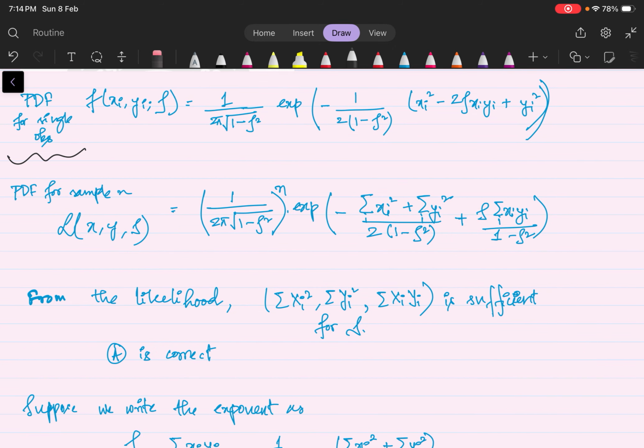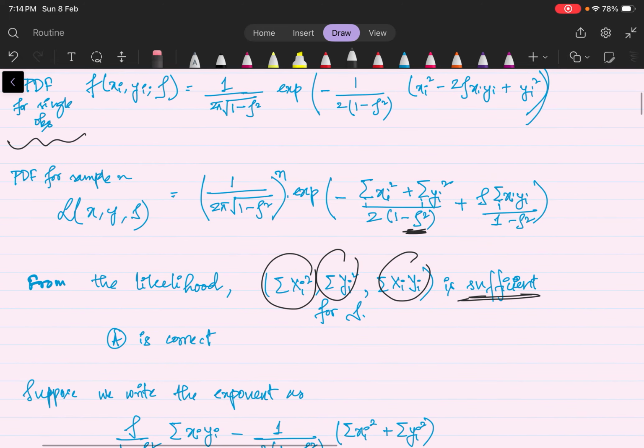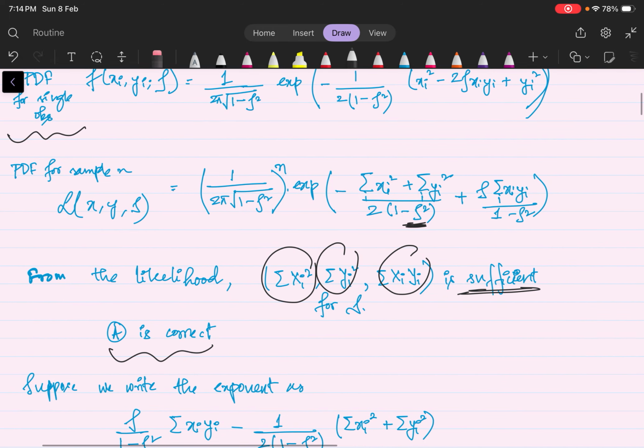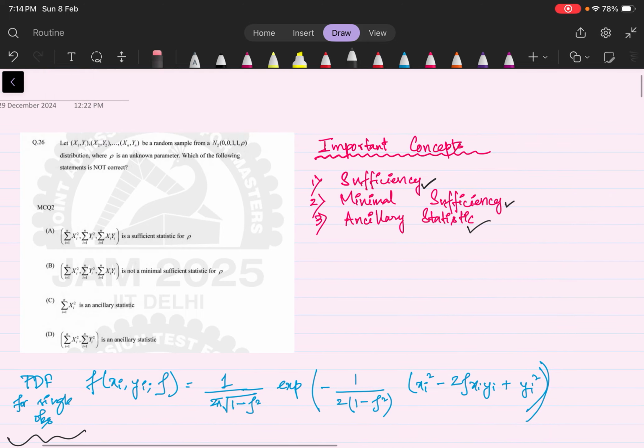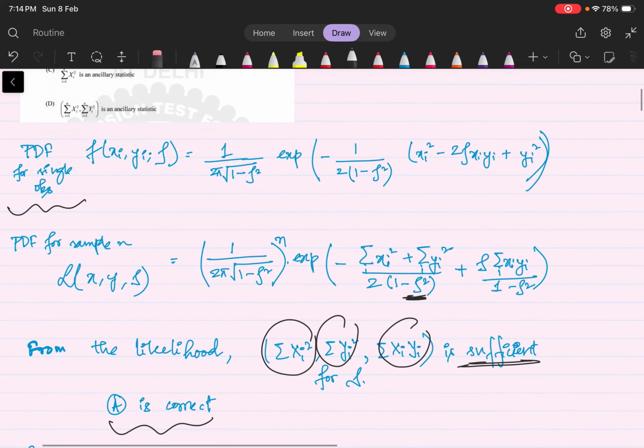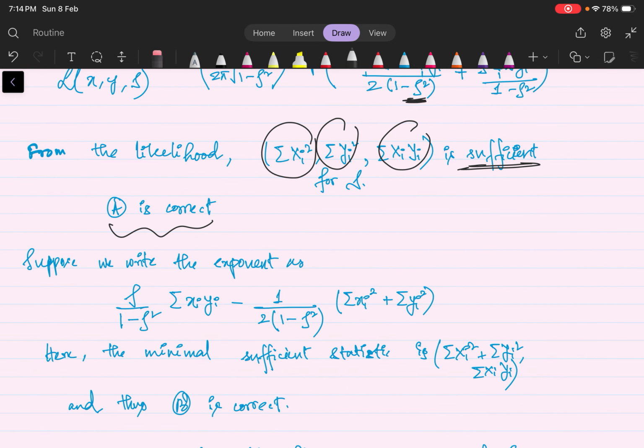From the likelihood, we can directly tell that summation xi square, summation yi square, summation xi yi is sufficient because these three statistics are sticking with this rho. From here, we can claim, thus, option A is correct. But in the question, it is told we have to find which option is not correct. Thus option A is correct and this is not the right option for the question.